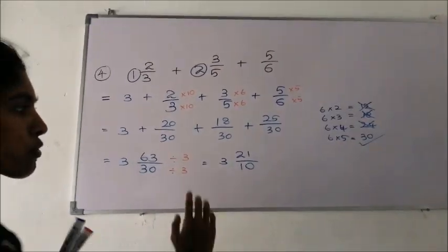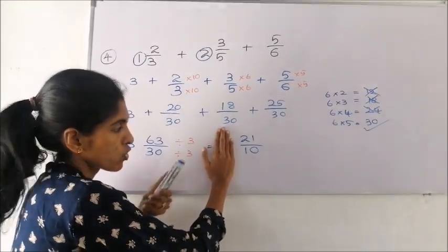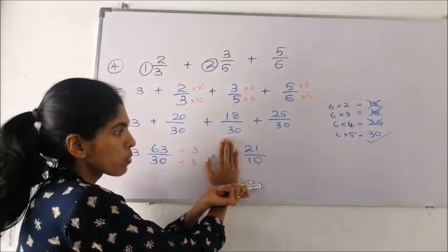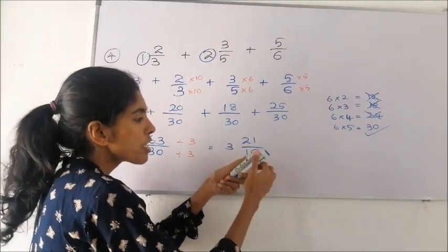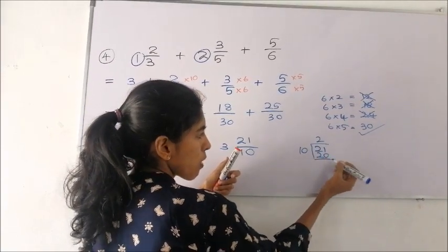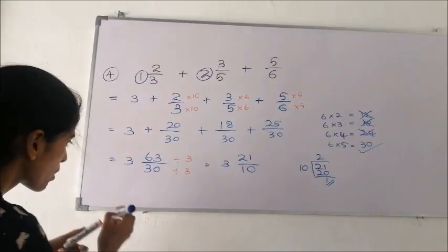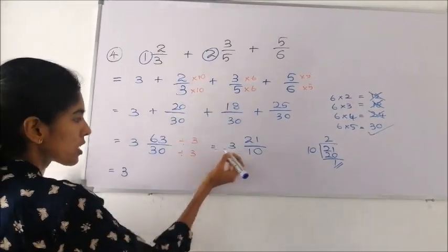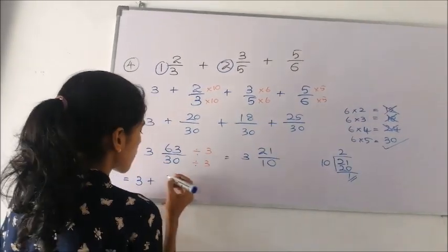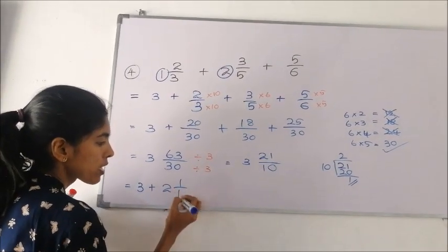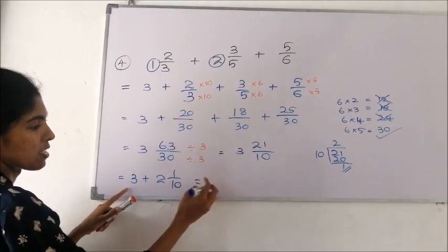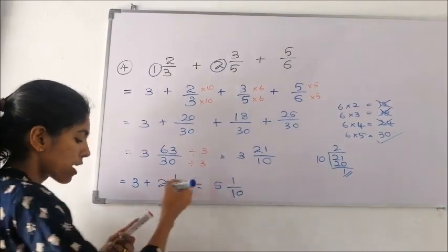Now children, for a moment forget about this 3 and look at this fraction, 21 over 10. It's like an improper fraction, right? So consider it separately. Divide this 21 by 10. 10 times 2 is 20, 1 is remaining. Now children, additional to this 3, we can write this 21 over 10 as 2, 1 over 10. Think separately. Then we can add these two whole parts, 5, 1 over 10. This is the final answer.